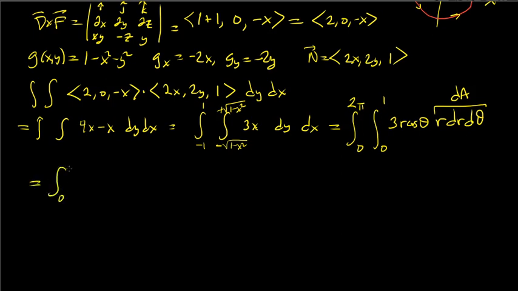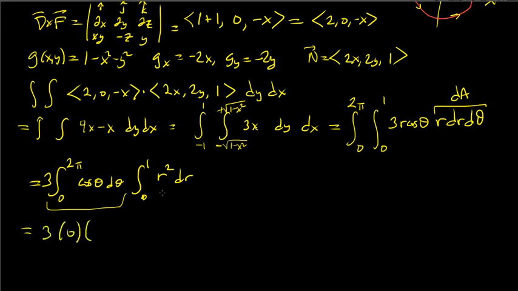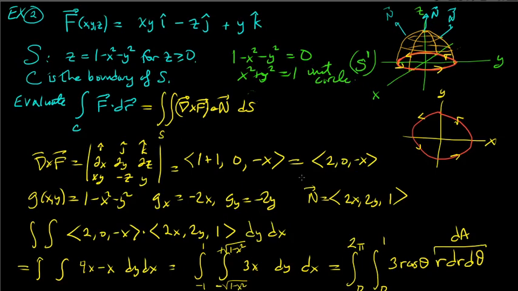So we're doing 0 to 2 pi. I'll bring the 3 outside. This is just the integral of cosine theta d theta times the integral from 0 to 1 of r squared dr. Let's do the theta one first, because you recognize this has to be 0: the integral of cosine from 0 to 2 pi is 0. Whatever the r integral is, it's obviously just 1/3, but you get 0. So a lot of work to show that this line integral is 0, by Stokes' theorem.